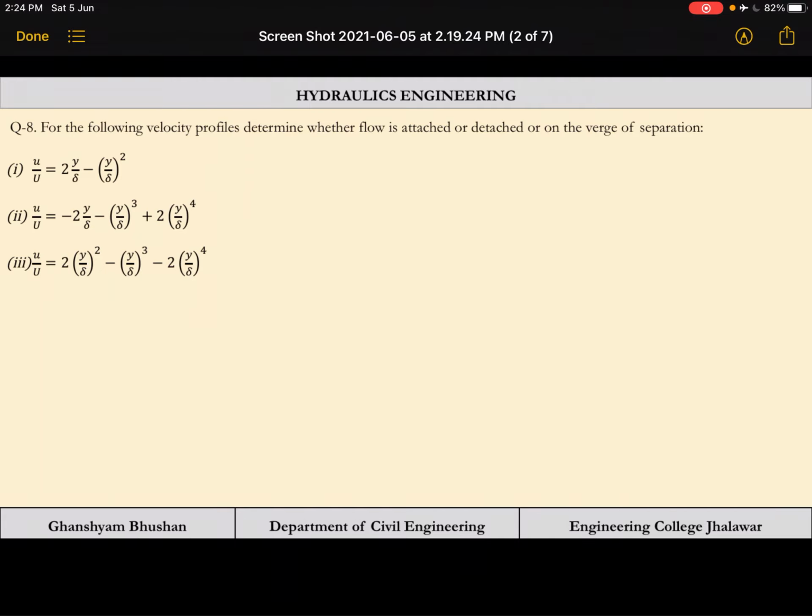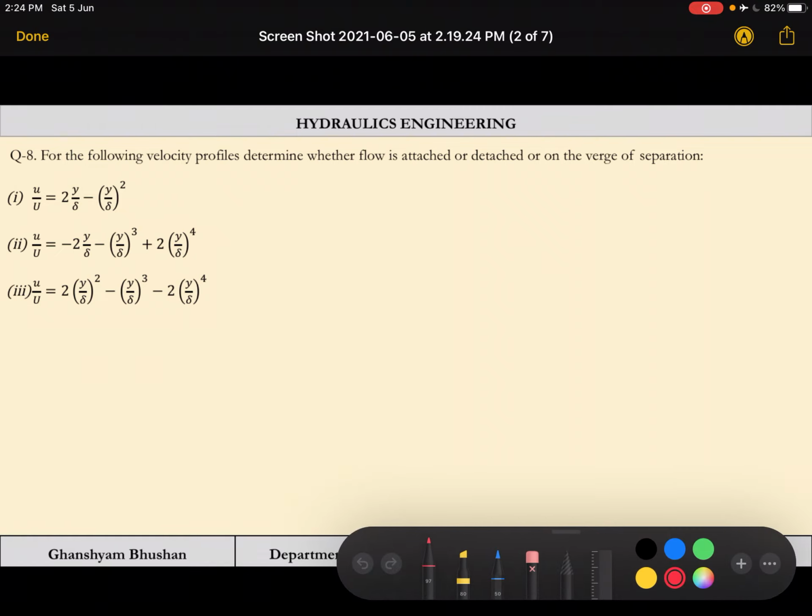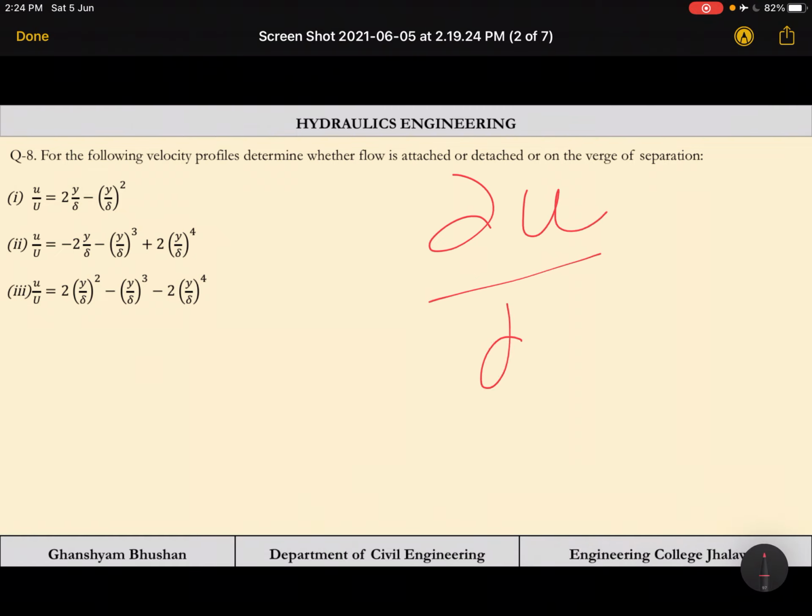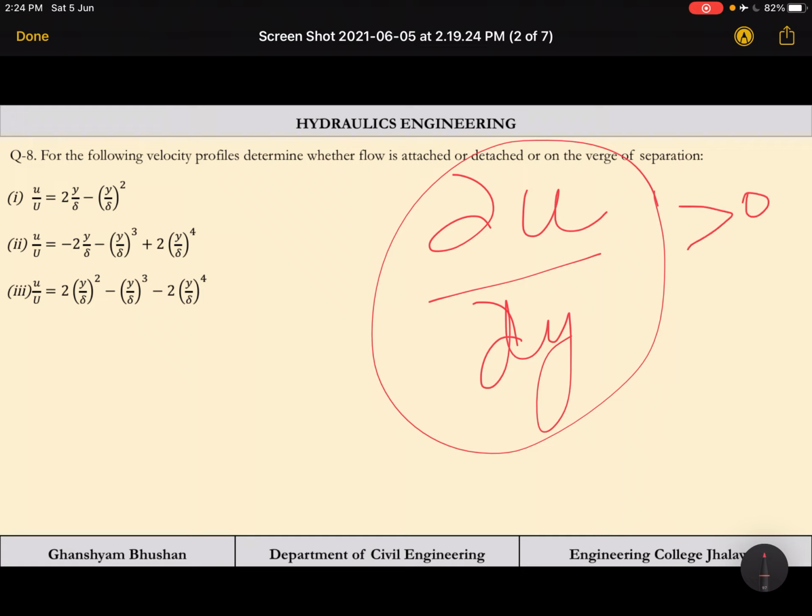We will look at a very important parameter, that is the velocity gradient. This will tell us whether the flow is attached, detached or on the verge of separation. We will check the sign, whether it is positive, negative or 0. If it is equal to 0, the flow is on the verge of separation. If it is positive, the flow is attached, and if it is less than 0, the flow has already been detached or separated from the boundary.